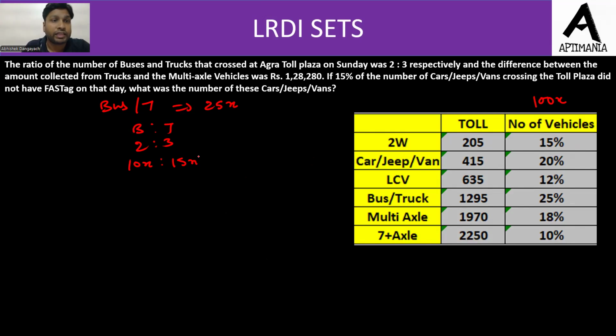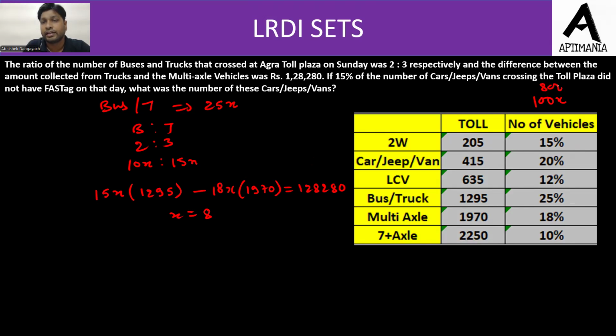And the difference between the amount collected from trucks and multi-axle vehicles. Now the number of trucks is 15x and the amount collected per truck is 1295 rupees. And from multi-axle vehicles, it is 18x, and the amount is 1970 rupees. And this difference was 128280. Right? So when you solve this, you will get the value of x to be 8. So the total number of vehicles is 800.